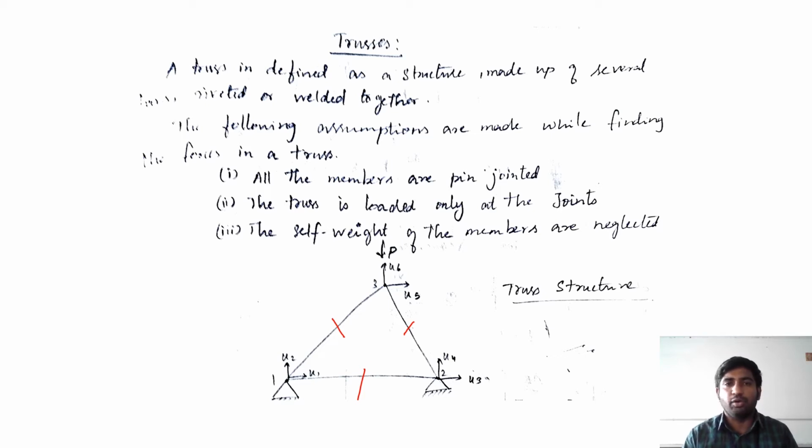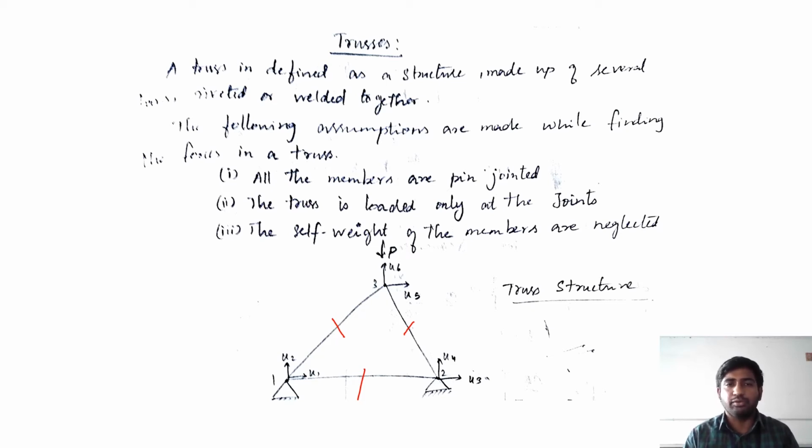Okay, so let's move on to the assumptions. Here we have three assumptions for deriving the analysis of trusses. So first assumption is that all the members are pin jointed. Here node 1, node 2, node 3 are pin jointed. The second assumption is that the truss is loaded only at the joints. So you can clearly say that the load is acting only at the joints, not in between, not on the in-between elements.